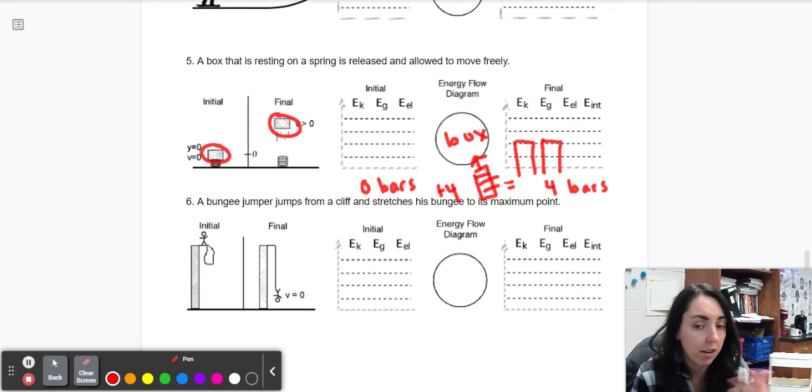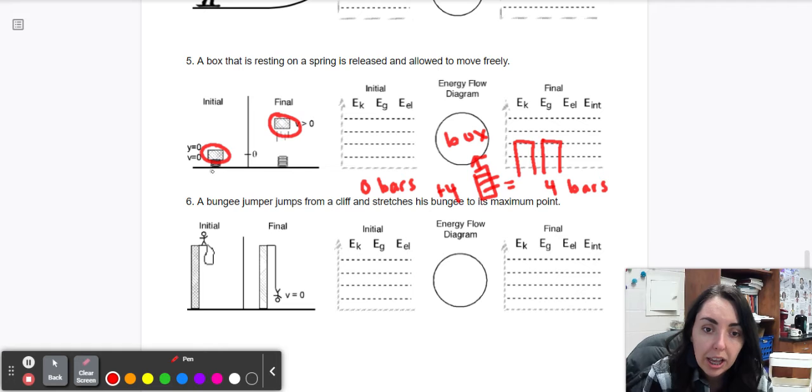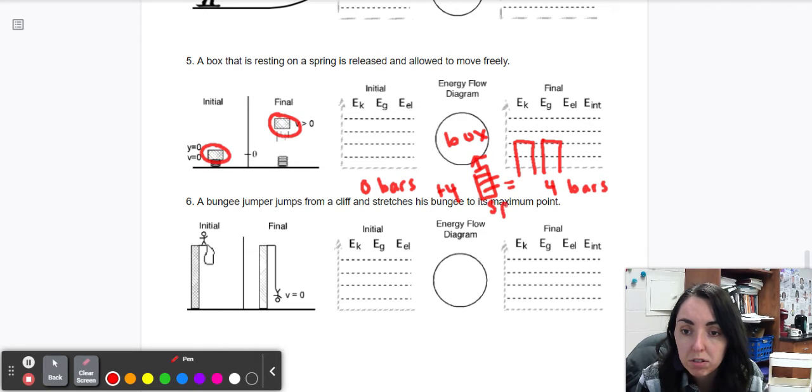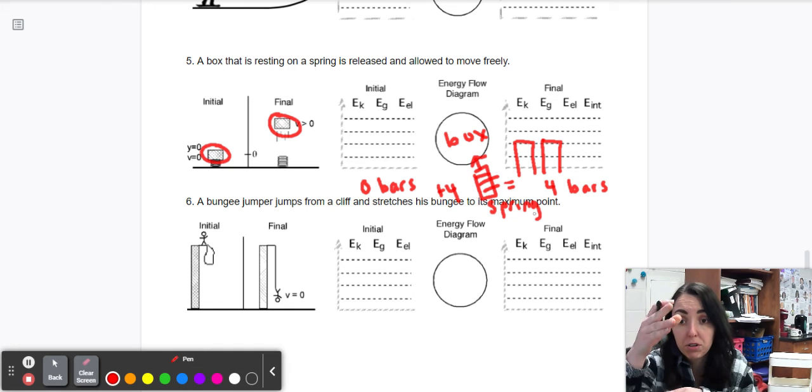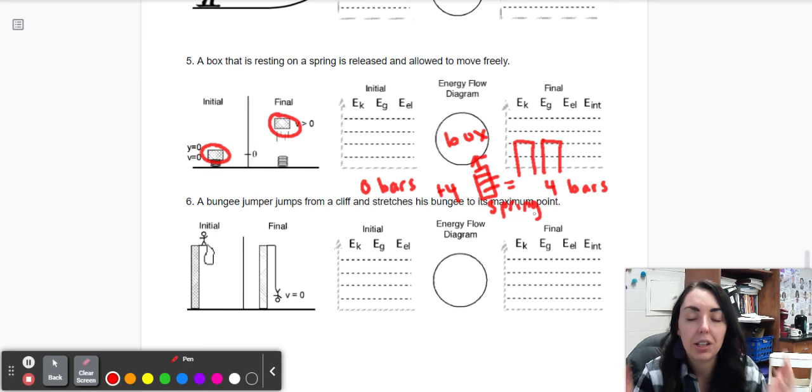It had to put energy in, it had to come from somewhere. Where did it come from? It came from the spring. So see, I put spring there. So energy went from the spring to the box. That means the spring did work on the box in order to get it to fly up in the air. So the box starts with no energy. It gained energy from the spring. Now it's got kinetic and gravitational energy.